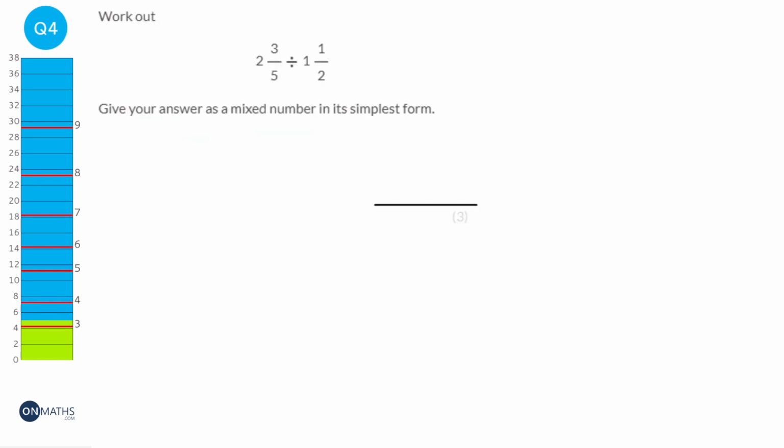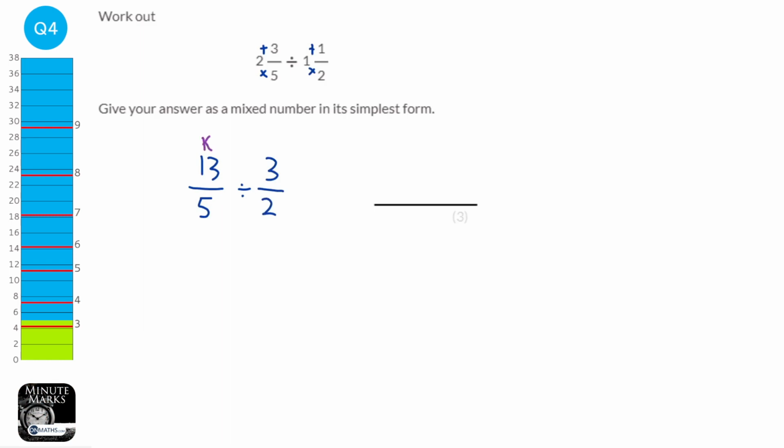To divide mixed numbers, we need to convert them to improper fractions first. And to do that, we just do the big number times by the bottom and add it to the top. So 2 times 5, which is 10, and added to the top, which will be 13 over 5. And the bottom, the denominator, stays the same. Divided by, and we're going to do 1 times 2, which is 2, add to the top, and we get 3. So it becomes 3 over 2.